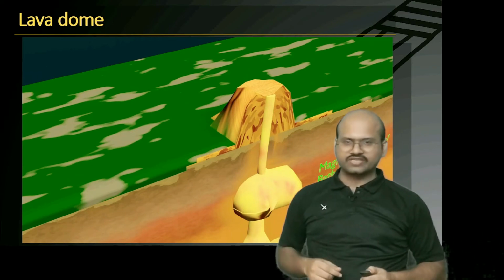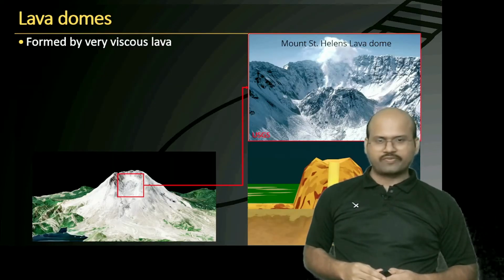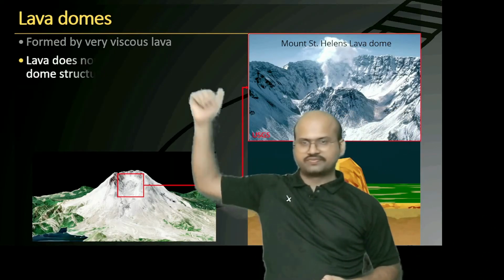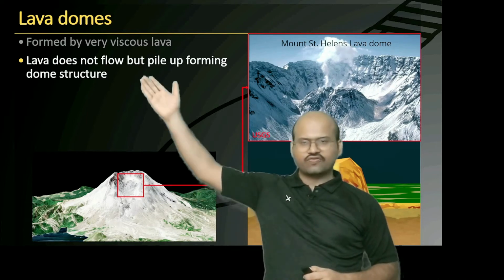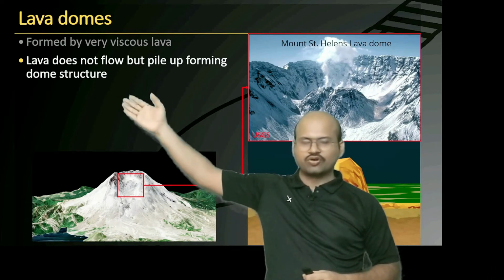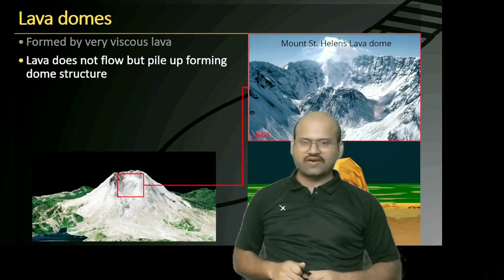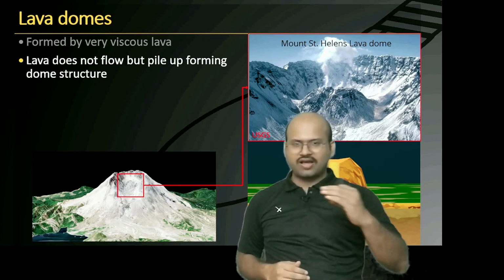Let's see lava domes in detail. So they are formed by very viscous lava. Lava does not flow but piles up, forming a dome structure. So we know that lava domes are formed of viscous lava, and they do not flow but they pile upon each other.